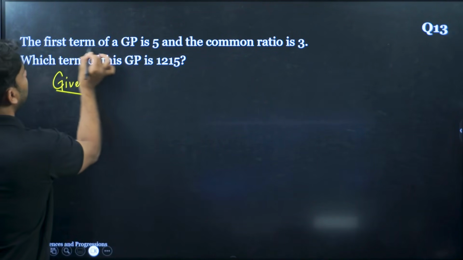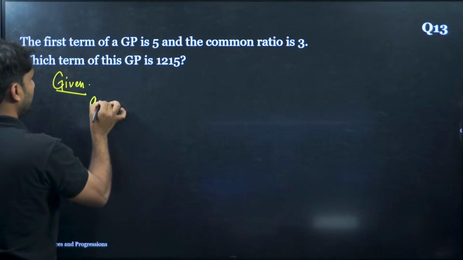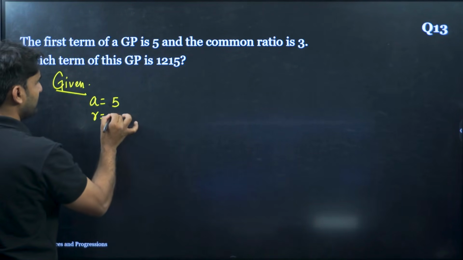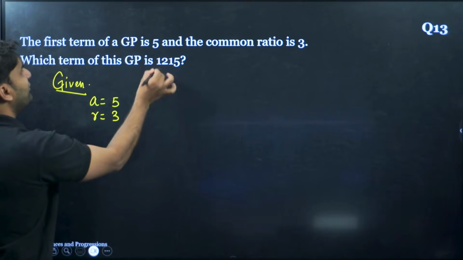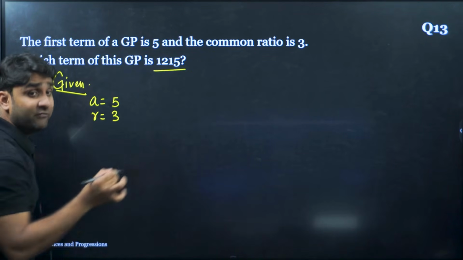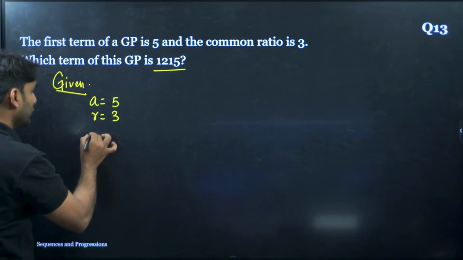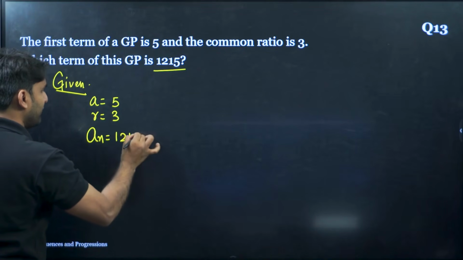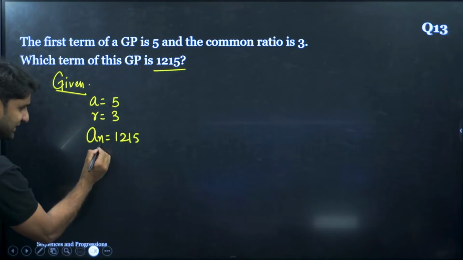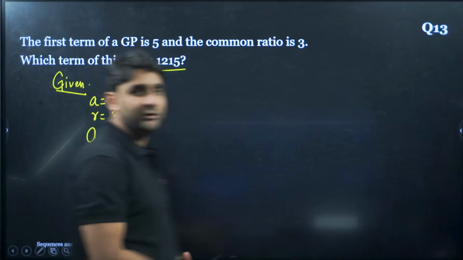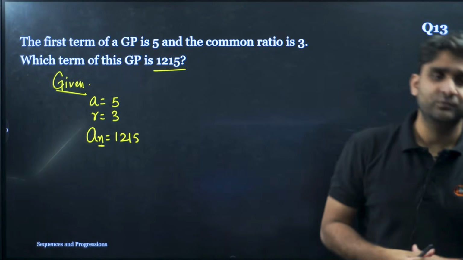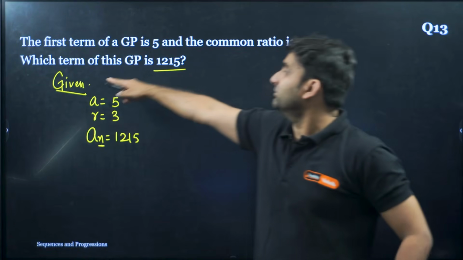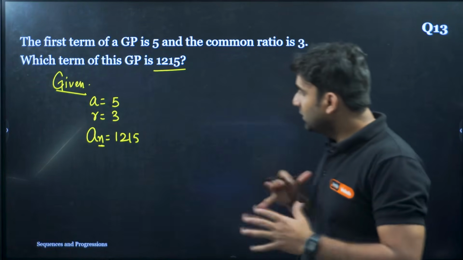So the first term of the GP is 5. Okay. So we have A, and the common ratio is 3. Which term of the GP is 1215? Which term? I don't know. So we can let AN is equal to 1215, and we have to find out this N, because we don't know the position of 1215. Which term means N. Okay.